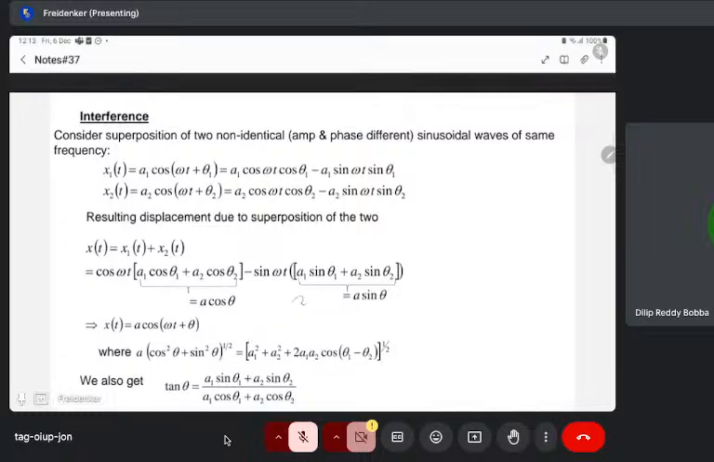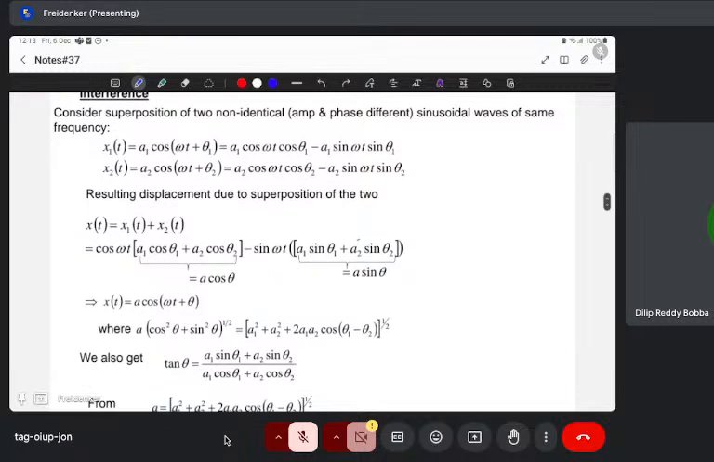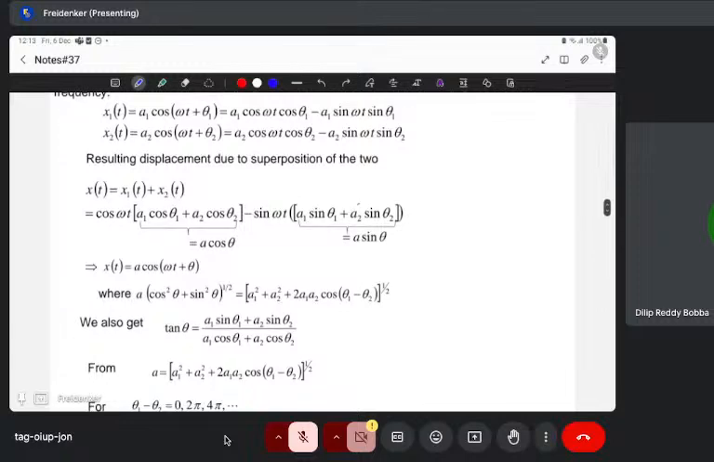This is a phase, no? This is phase. How is phase different? I mean, phase angle. These are phase angles. So your phase angles are different, but they have the same frequency. Here, phase is different because the phase angles are different. Okay, they did something. Resulting displacement. You just sum them up because of superposition, right?